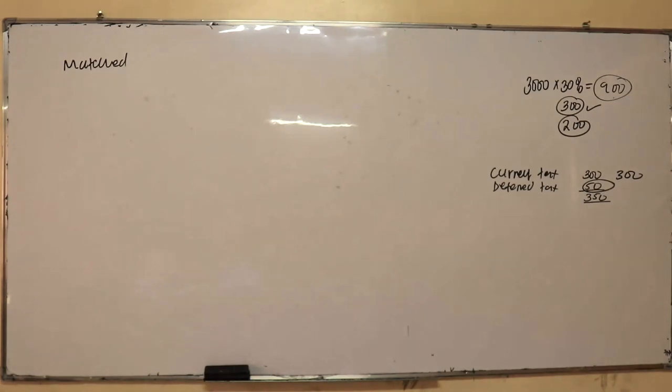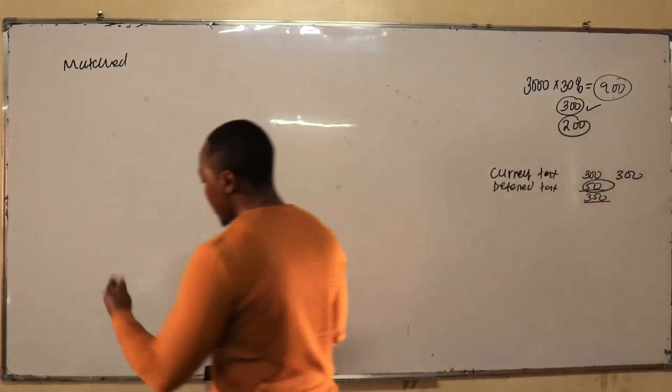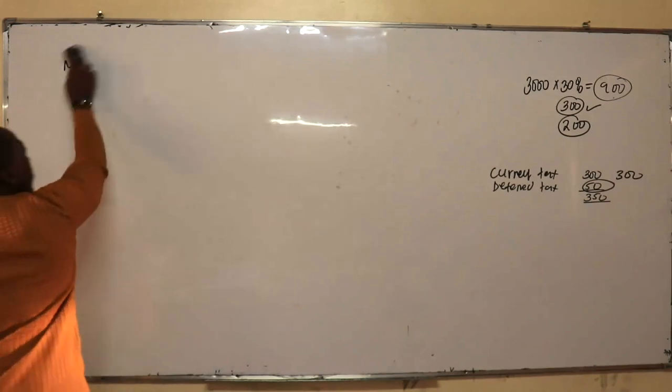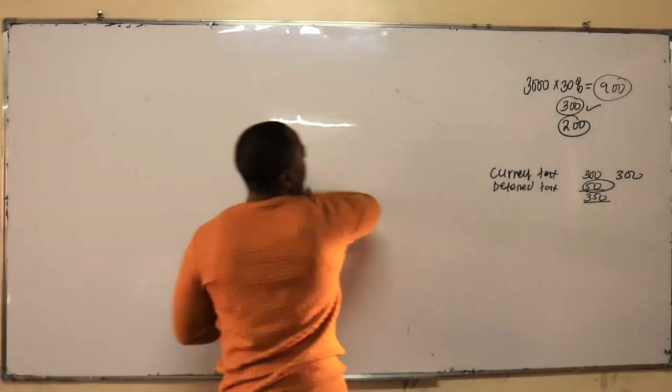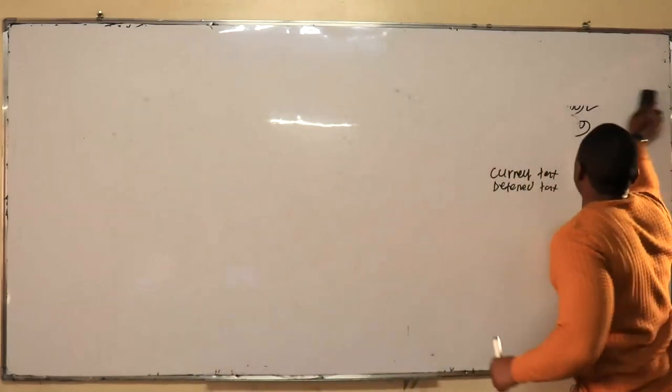Investors and shareholders will be misled. Good. Those are some of the arguments why we need to recognize the deferred tax, to avoid those scenarios. Good. Now let's look at methods of determining income tax.